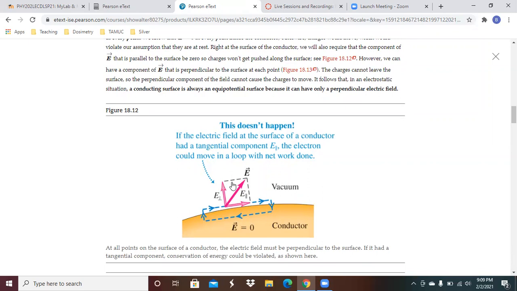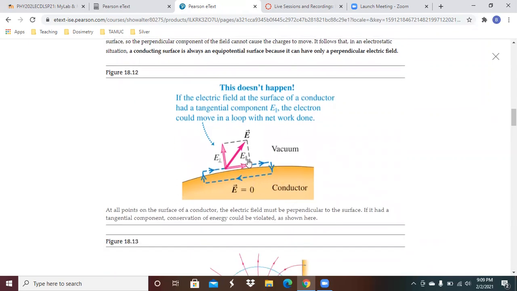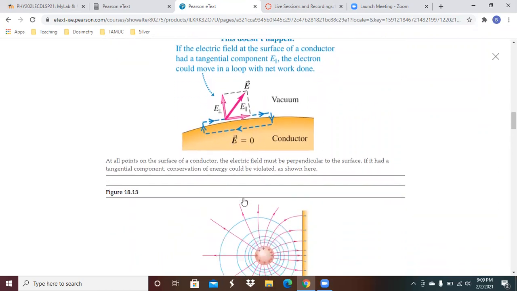But you can have a perpendicular component. The charges cannot leave the surface, so the perpendicular component of the field cannot cause the charges to move. It follows that in an electrostatic situation, a conducting surface is always an equipotential surface because it can only have a perpendicular electric field. If you had a parallel component, you could see something move here, which would mean work would be done.